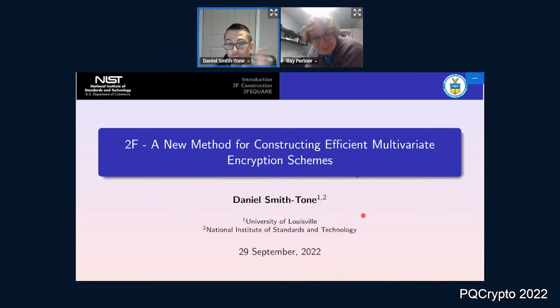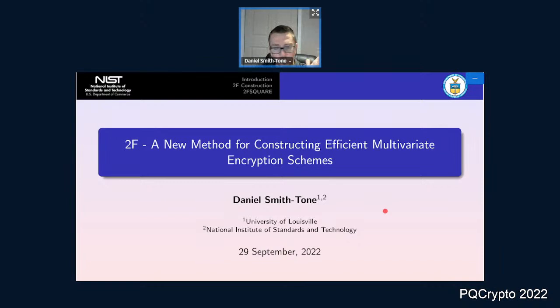Okay, so this paper is presenting a new idea for creating multivariate encryption schemes. The point is to put something out there and hopefully have something that's a target for cryptanalysis so that we can learn in the process. That's the main point for this. So I'll try to breeze through these first slides quickly.